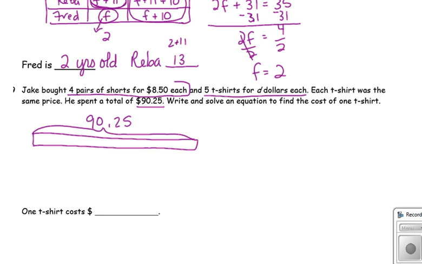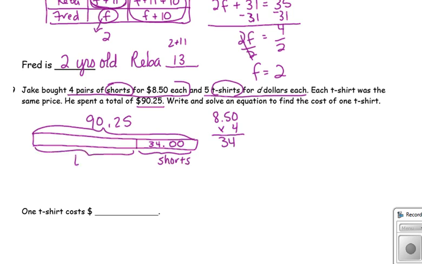We know that that's split up between shorts and t-shirts. Let's figure out how much the shorts cost. We have $8.50 times 4, and that gives us $34. So $34 would be about this much money in our bar, and this represents the shorts. This part over here is going to represent the t-shirts. Let's find out how much money is left that was spent on t-shirts.